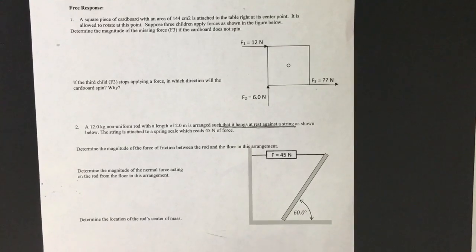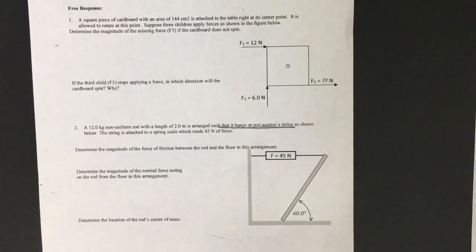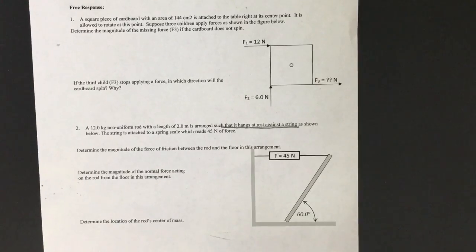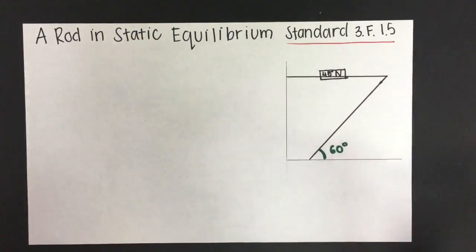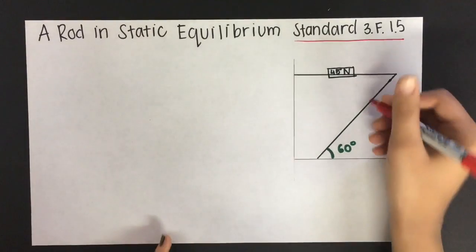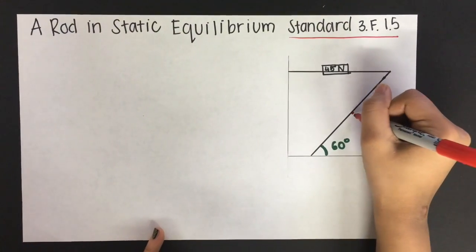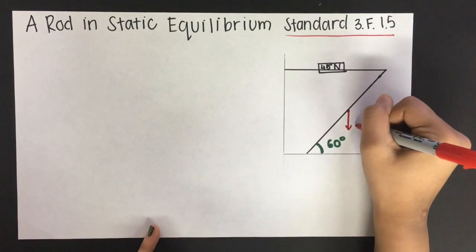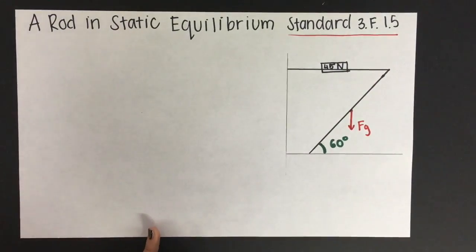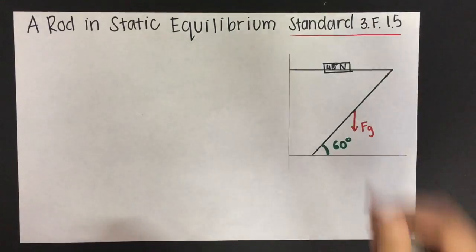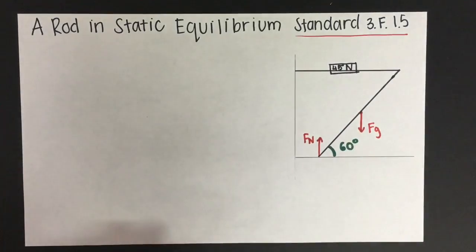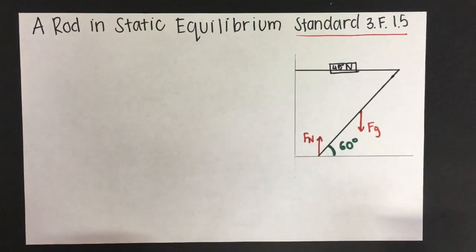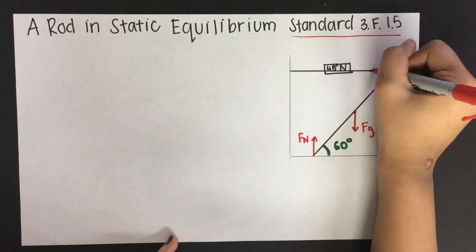The first part of the question asks us to determine the magnitude of the force of friction between the rod and the floor in this arrangement. So in order to solve this problem, first we need to make a free body diagram. The first force is the force of gravity, which originates from the center of mass and goes straight down. The next force is the normal force, which originates from the ground and goes straight up. The third force is the force of tension, which originates from this point and goes straight to the left.